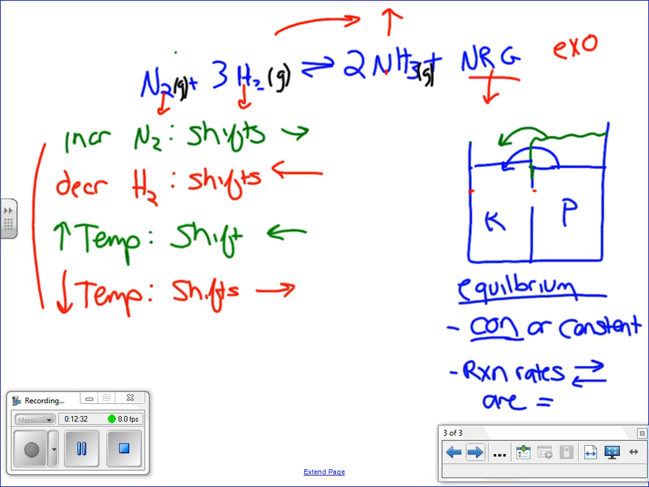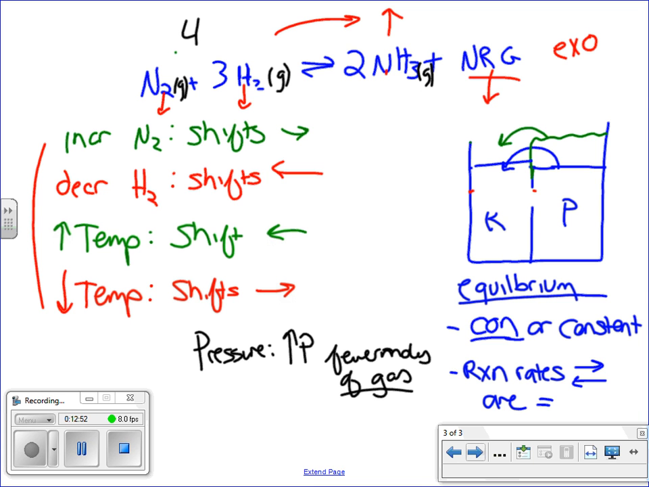These four processes are all about the same. The one that's weird is pressure. Okay? When you increase pressure, it's going to shift to the fewer number of moles. Fewer moles of gas only. I have 4 moles of gas on the left, and I have 2 moles of gas on the right. So if I increase the pressure, it shifts to the right.